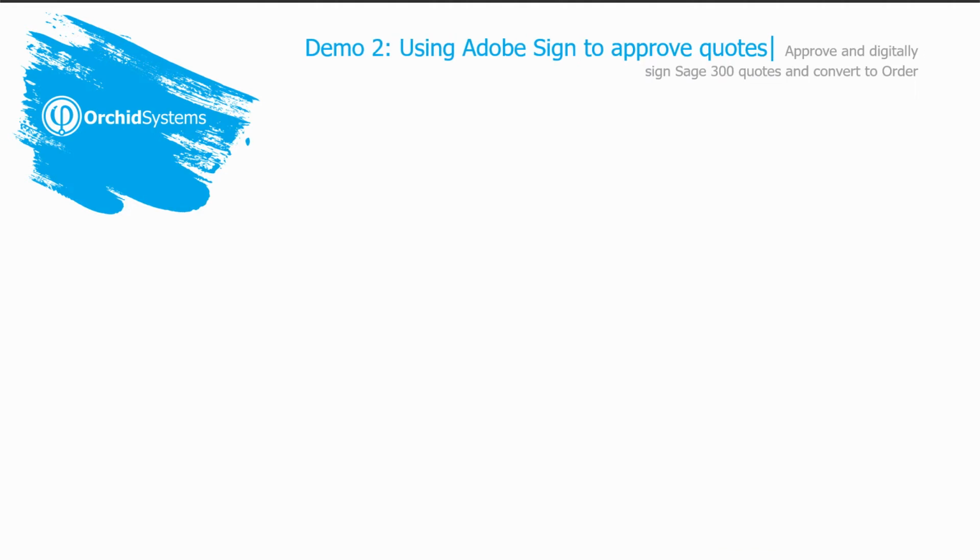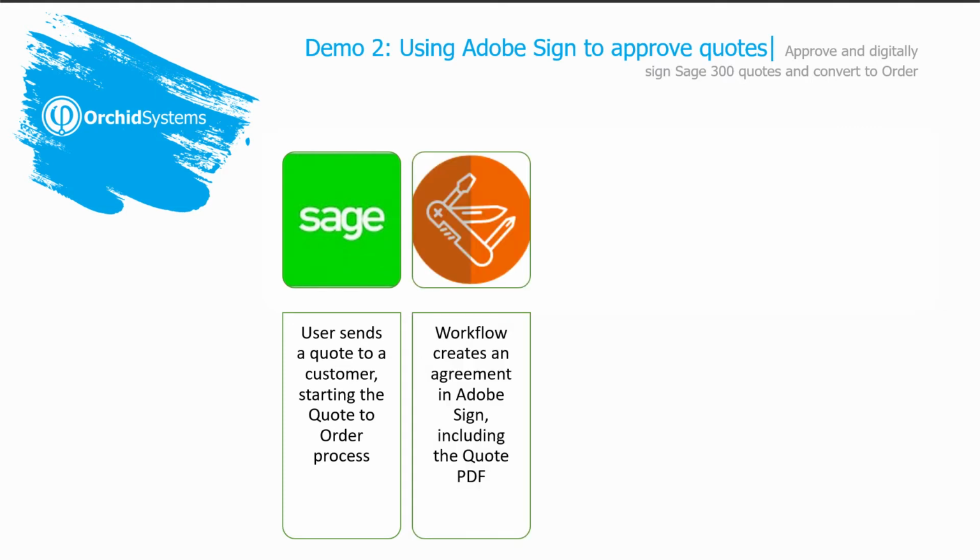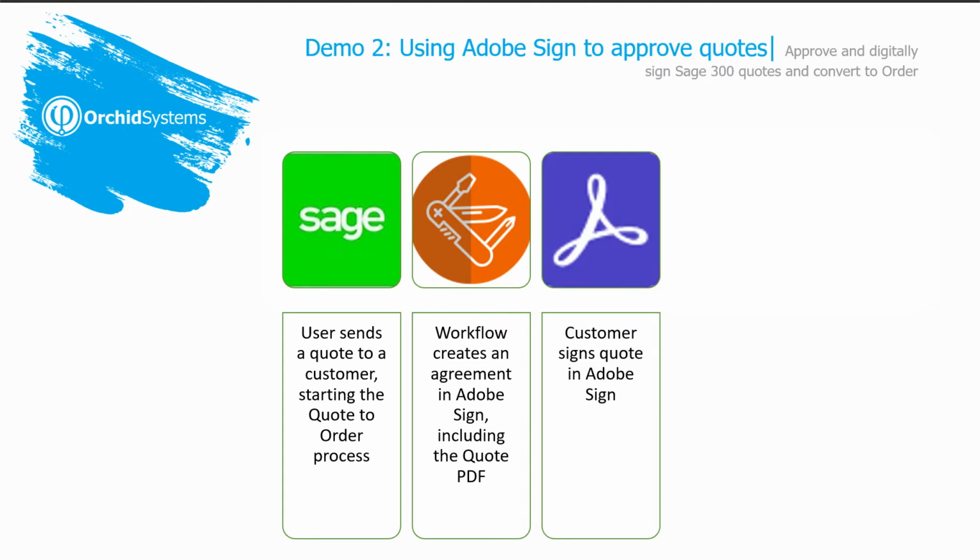In our second scenario, we'll demonstrate a quote to order process using Adobe Sign to digitally sign the quote. The quote is created in Sage 300, and that starts the workflow. Workflow will create an agreement in Adobe Sign, and that includes the quote PDF. And this will also then send the customer all the relevant notifications for them to sign. The customer can then sign the quote and accept the quote using Adobe Sign.